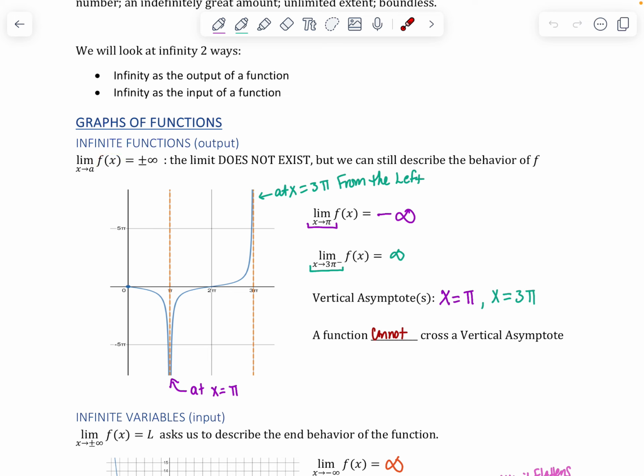Consider taking the limit of some function as x tends to whatever number, but the result is positive or negative infinity. Now, although we state that the limit does not exist, there is information we can use to describe the behavior of the function at that point. There is no limit, but what's happening there?